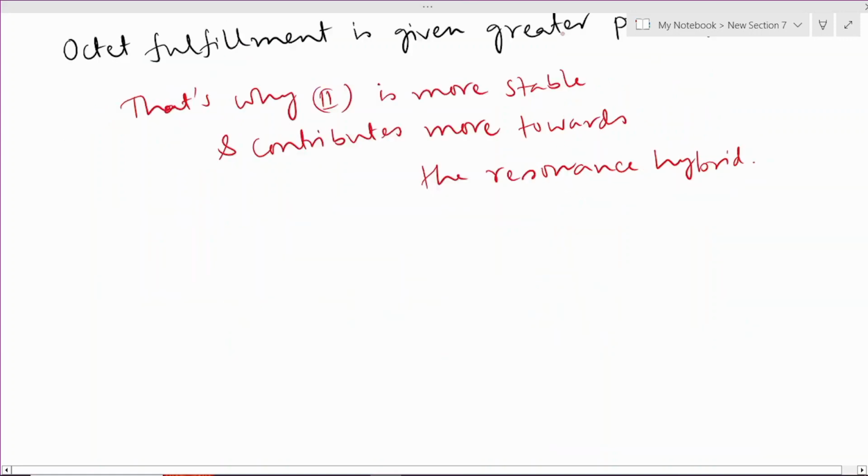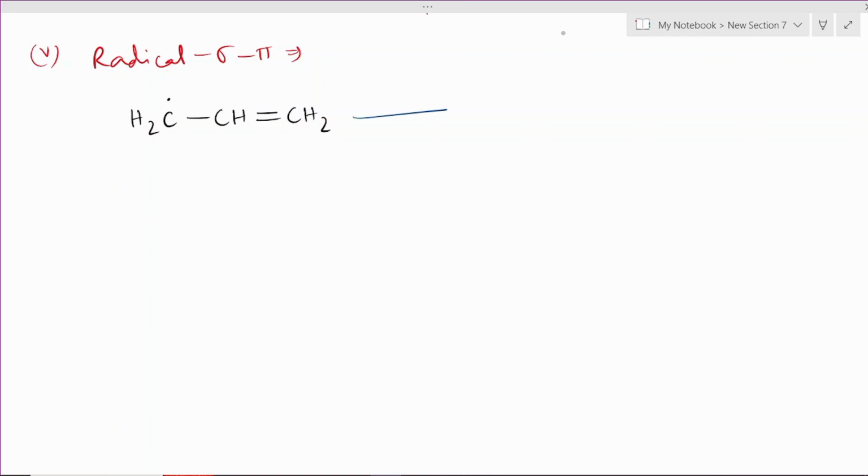Then the next type of conjugation is radical sigma pi conjugation. Suppose this system is taken. So how is it generated? It comes from, suppose there is a leaving group here, then homolytic fission occurs. Then a radical is generated on this carbon and a chlorine radical is generated.